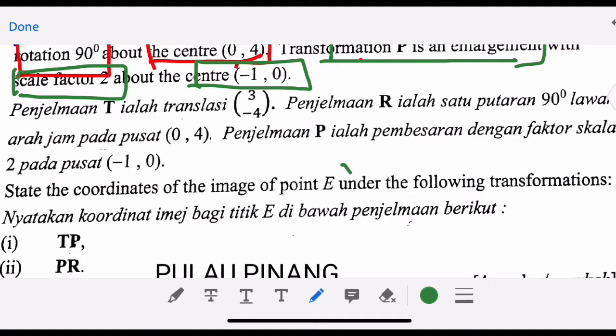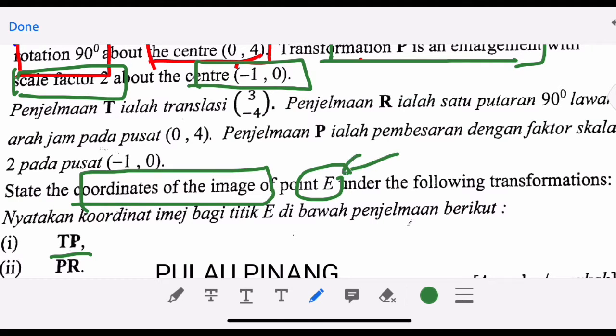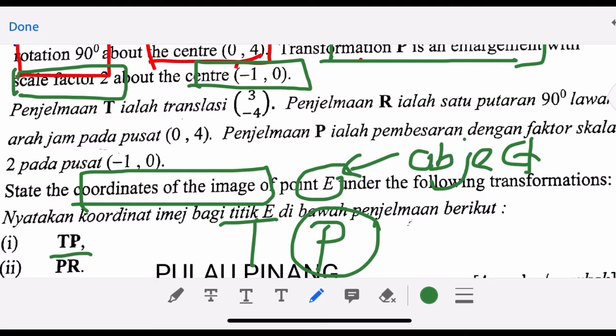So now we focus on point E. We are going to do TP. State the coordinates of the image. We want to find the image of the point E. That means point E is an object. We are going to do the combined transformation TP.